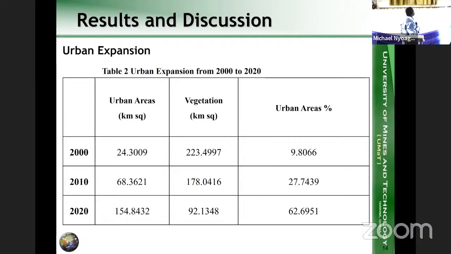And within this, we realized that the urban areas constituted approximately 9.8% of the entire study area. Then in the year 2010, we realized that urbanization had jumped after a decade from approximately 24 square kilometers to 68 square kilometers within the Upper Shama area, resulting in a percentage increase of approximately 27.7%. Then in the year 2020, we still did our land use land cover change detection, and we realized that there was another increase, of about 154 square kilometers in terms of land size, which constituted about 62.69%.